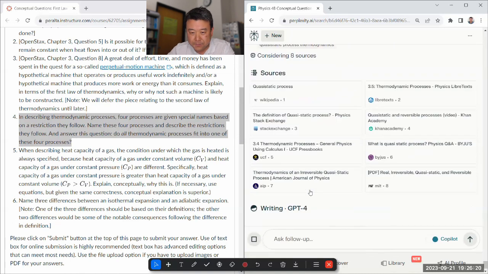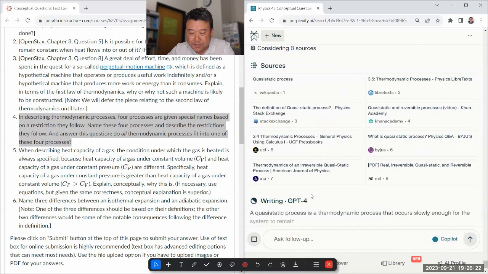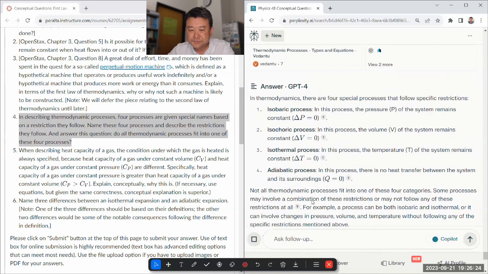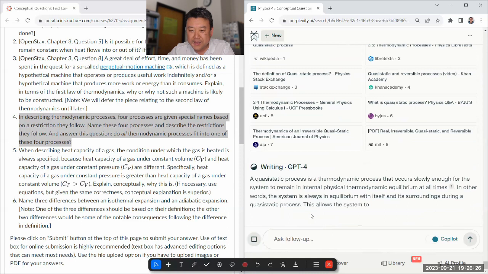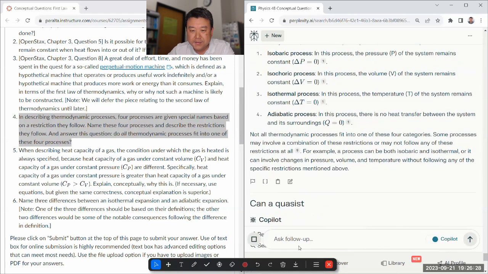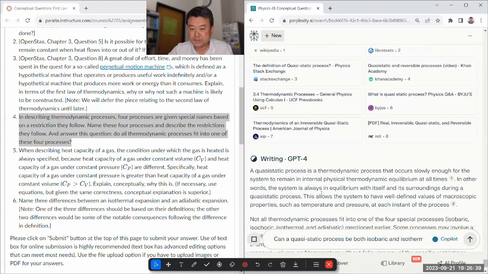Can I pause it? It didn't finish. Okay. I hit enter by mistake. Can a quasi-static process be both isobaric and isothermal? Because the answer should be no.